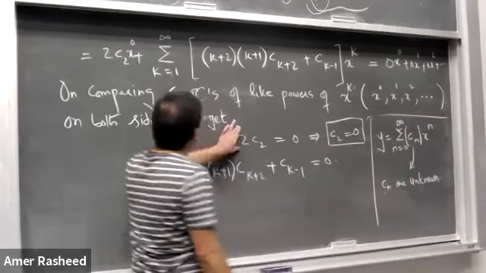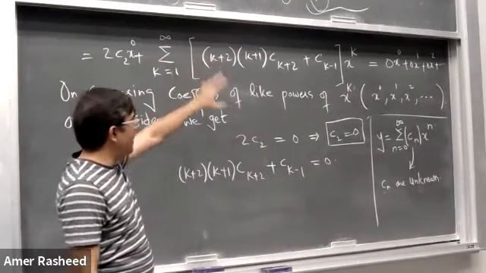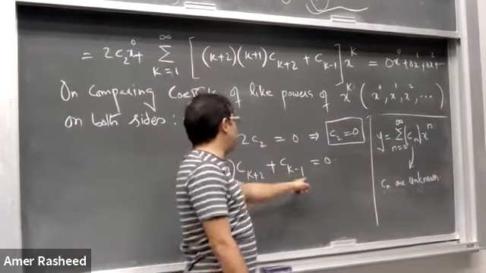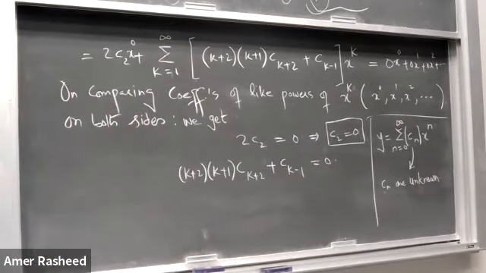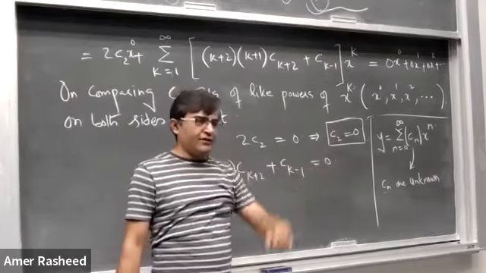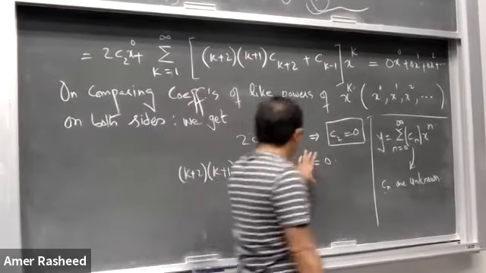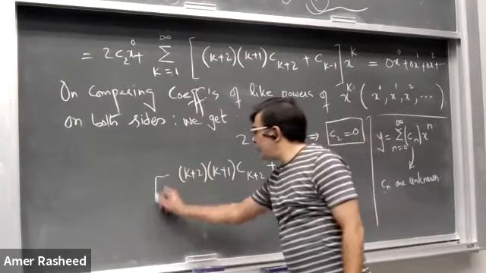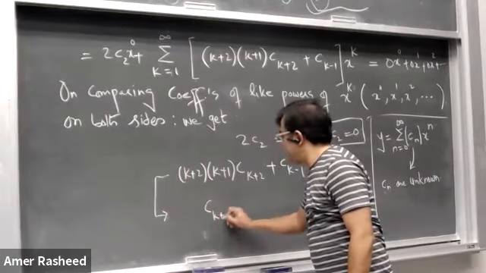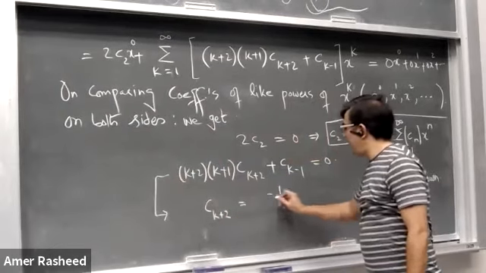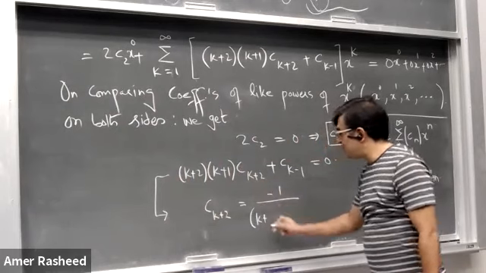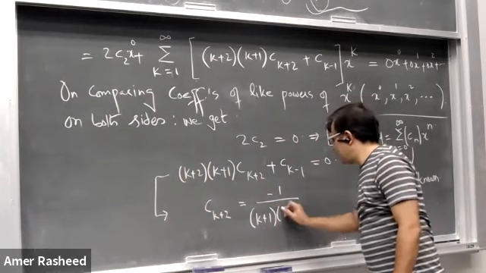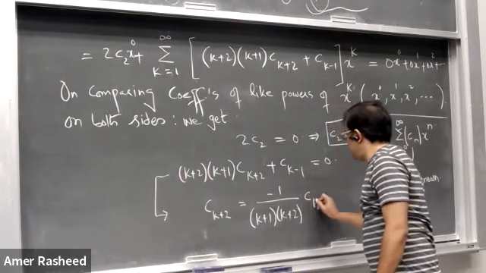Now, on comparing the coefficients here, we get the value of C2 and then this expression. This is a recursive relation which helps us to find the values of all the coefficients. From here, we can write ck plus 2 equal to minus 1 divided by (k plus 2)(k plus 1), times c k minus 1.